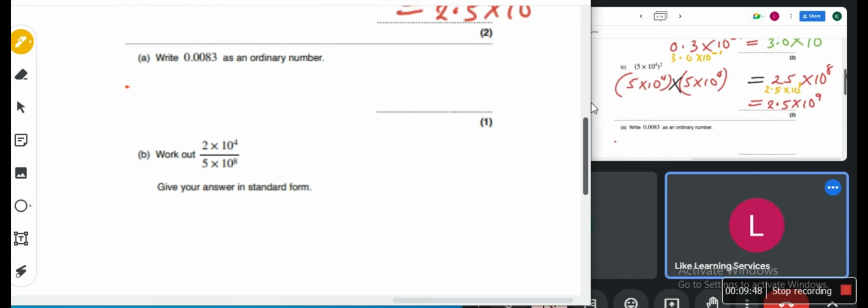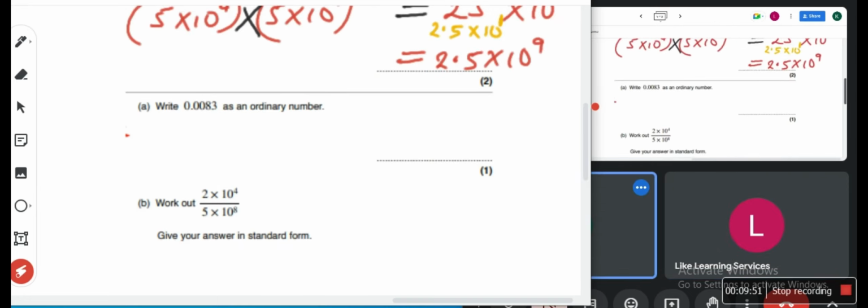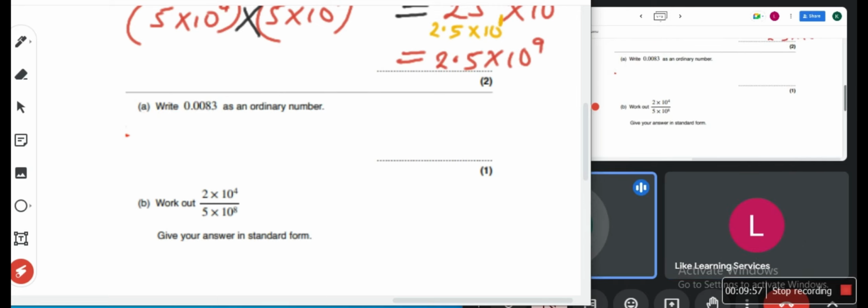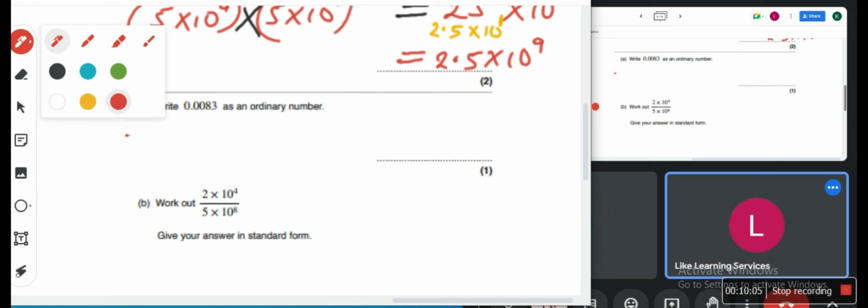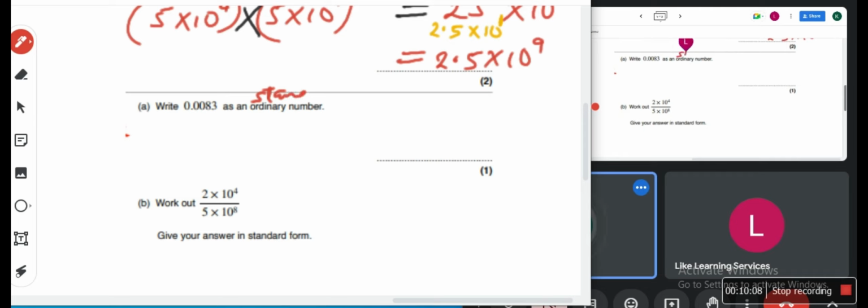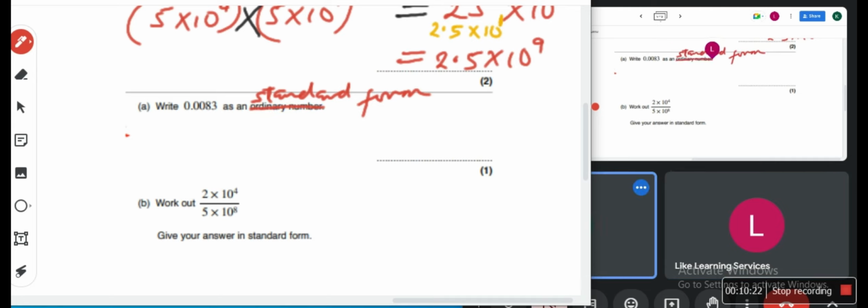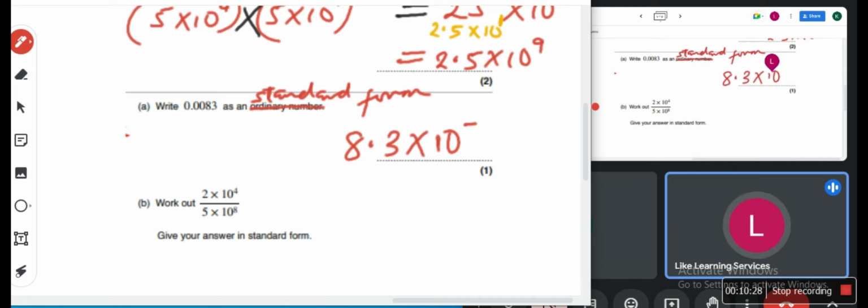Just 2 more. Write this as an ordinary number. Do they mean it is an ordinary number? Oh, they mean standard form. It's a mistake. They want you to write it in standard form. What will it be? 8.8 times 10 raised to power minus 3.